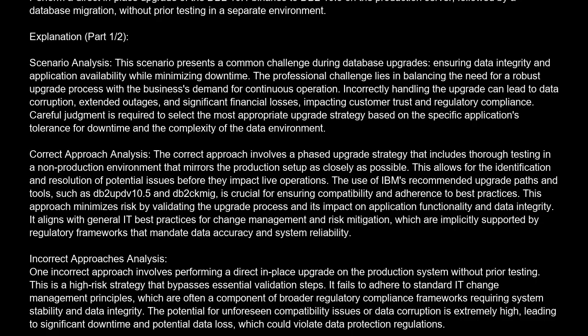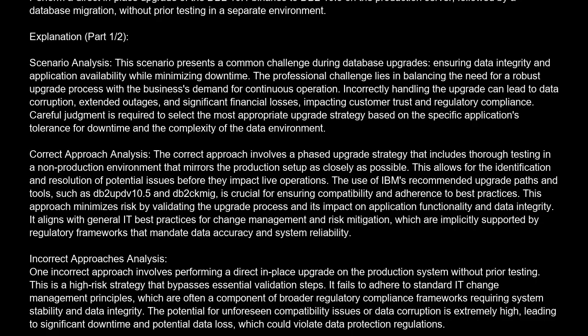Correct approach analysis. The correct approach involves a phased upgrade strategy that includes thorough testing in a non-production environment that mirrors the production setup as closely as possible. This allows for the identification and resolution of potential issues before they impact live operations. The use of IBM's recommended upgrade paths and tools, such as DB2 Up10, 5, and DB2 C2090, is crucial for ensuring compatibility and adherence to best practices.